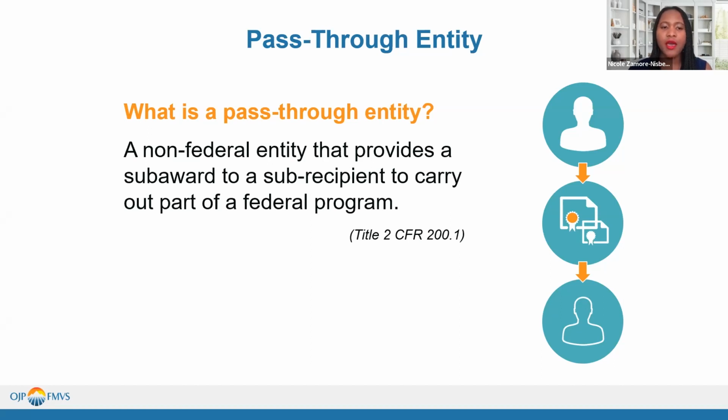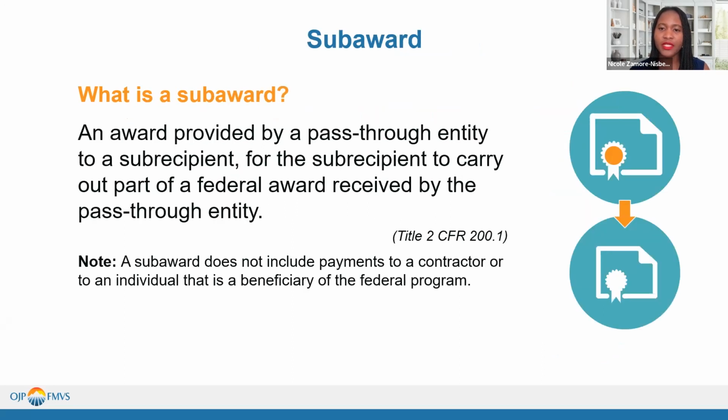Pass-through entity. The first definition we'll review is the pass-through entity. This is the non-federal entity that provides a subaward to a subrecipient to carry out part of the program. So if you have a federal award and you provide subawards to other agencies with those funds, you will fall under this category. Next slide.